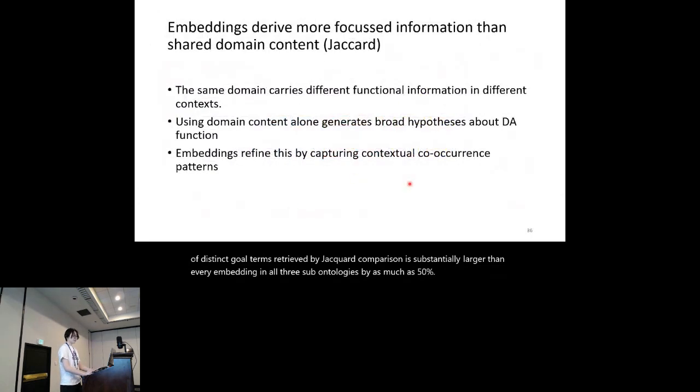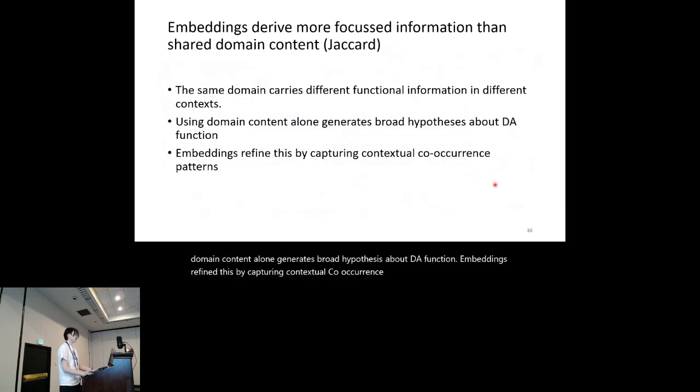And as a conclusion of this part, when we restrict our analysis to domain architectures that share at least one domain, we see that embeddings consistently identify more precise neighborhoods with fewer distinct GO codes, but more consistent in function than Jaccard. Does the same domain or the same set of domains always imply the same function? Here we see that it often doesn't. Using domain content alone generates broad hypotheses about the function. Embeddings refine this by capturing contextual co-occurrence patterns.